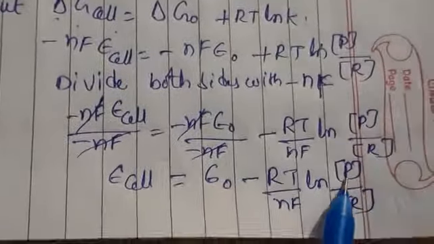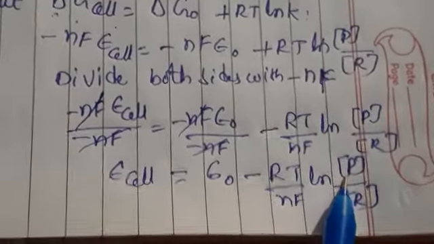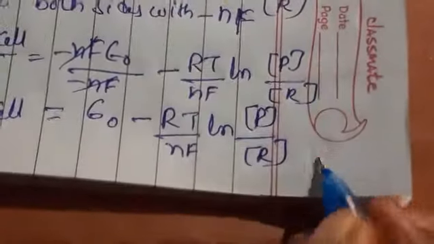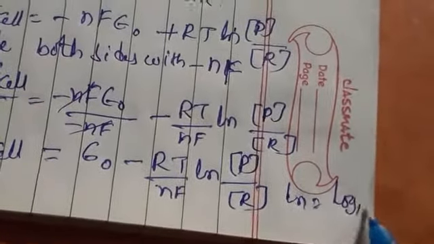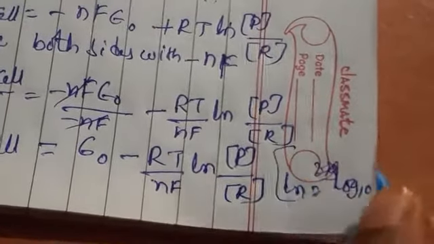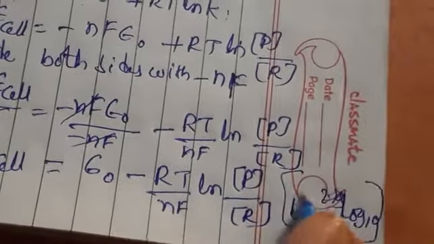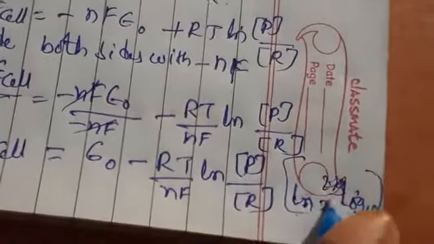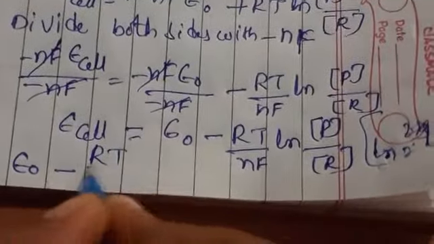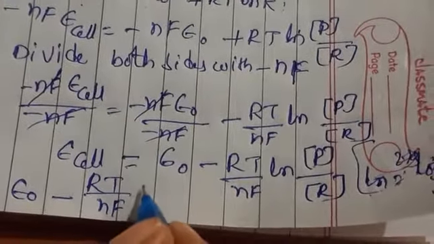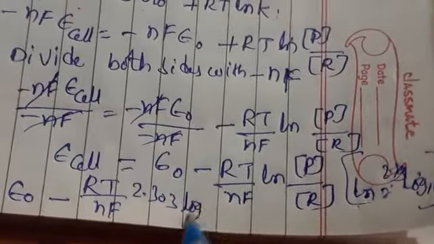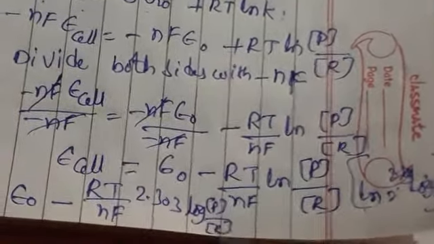Now ln is nothing but 2.303 log to the base 10. Wherever we get ln, this is also a log, but without base 10, so we write 2.303 log 10. Then the equation becomes E cell is equal to E naught minus RT by nF times 2.303 log concentration of products by concentration of reactants.